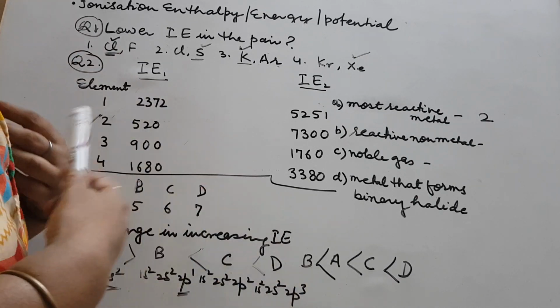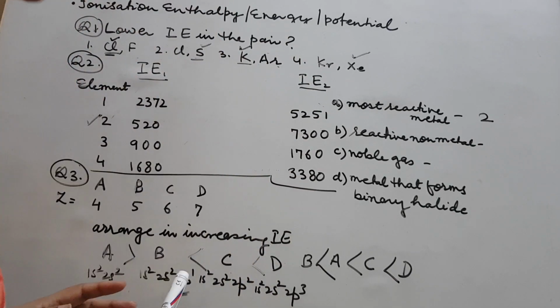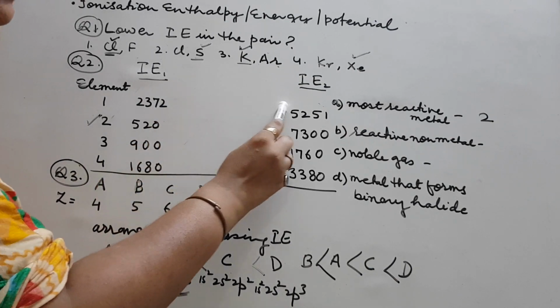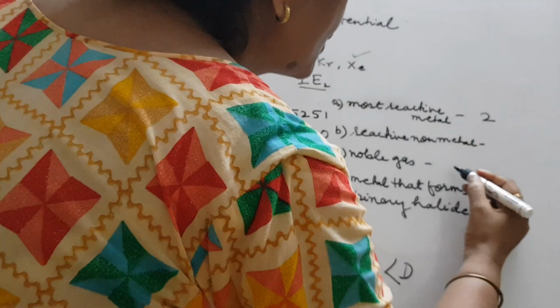Values you don't know, I don't know, and we need not know. We just have to have a comparative account. What all is given to us, out of that only we have to sort out. So out of these I can see they have got very high values. So they should be noble gases. So this should be noble gas.